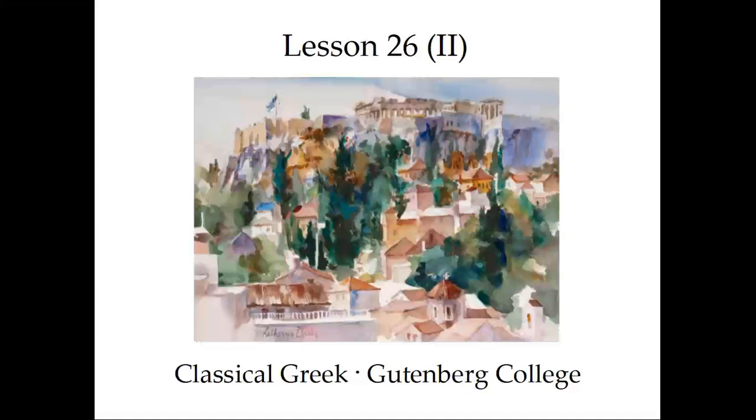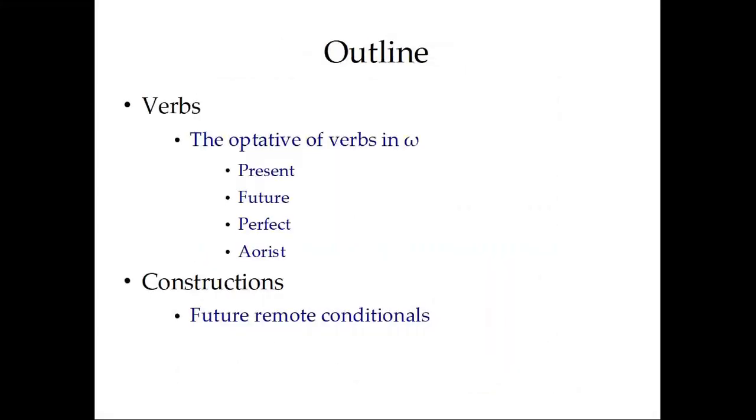Lesson 26, Section 2. This presentation will be covering the optative of verbs in omega and the present, future, perfect, and aorist optatives of those, and then look at some more conditional statements, future remote conditionals using the optative.